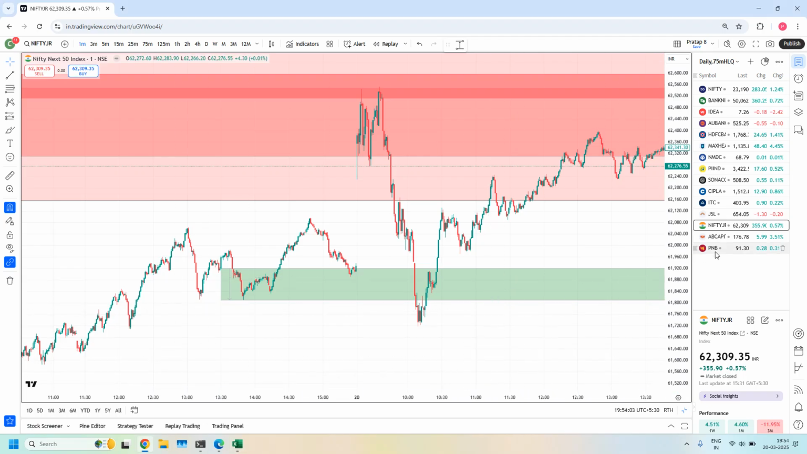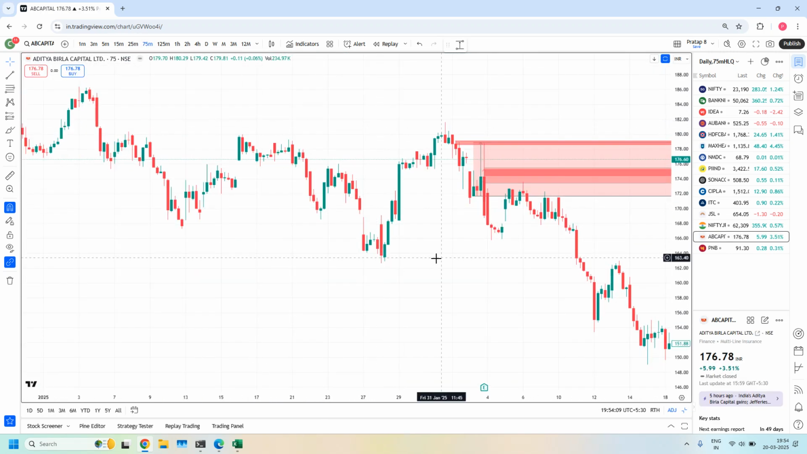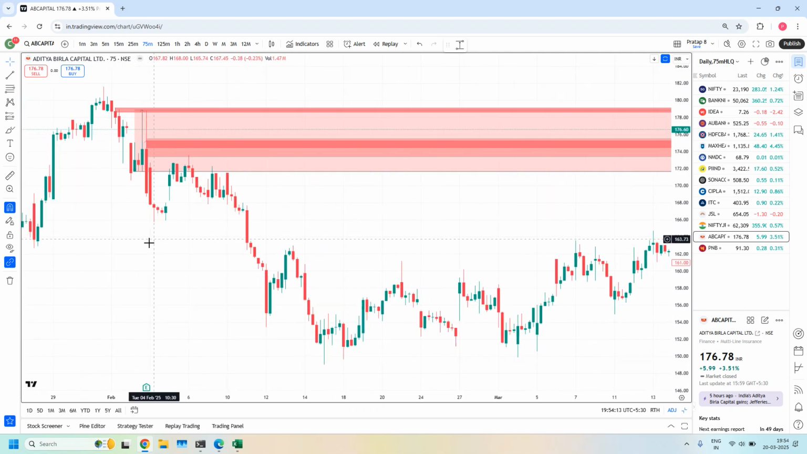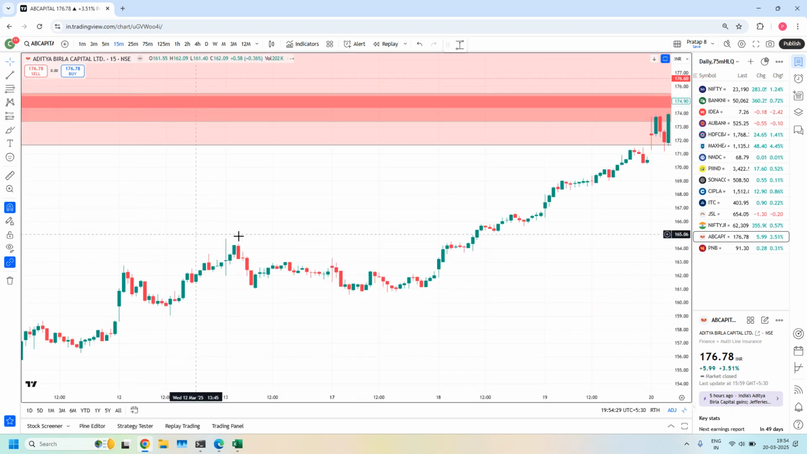And next one is ABC Capital. This is a stopped out trade. This is a 75 minutes zone. How did our software identify it? It identified it as a drop, 1, 2, 3 base candles, and again a drop and follow through candles. And this one we fine tuned with the 15 minutes time frame.